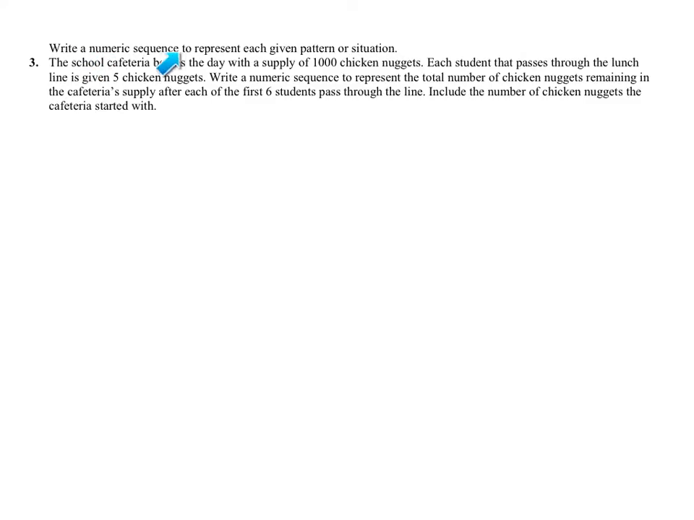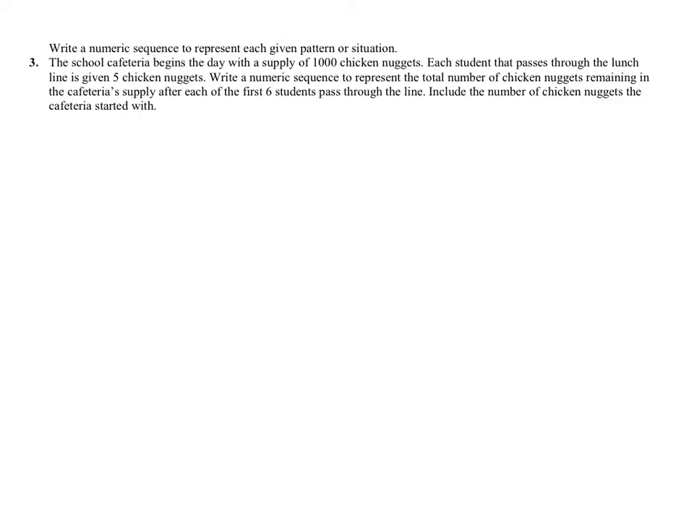Write a numeric sequence to represent each given pattern or situation. A numeric sequence is just a string of numbers. That's all you need to think of right there. The school cafeteria begins the day with a supply of 1,000 chicken nuggets. Each student that passes through the lunch line is given 5 chicken nuggets. Write a numeric sequence to represent the total number of chicken nuggets remaining in the cafeteria supply after each of the first 6 students pass through the line. Include the number of chicken nuggets the cafeteria started with.